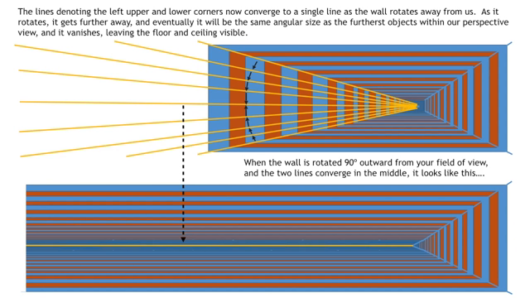So the lines denoting the left upper and lower corners now converge to a single line as the wall rotates out away from us. As it rotates, it gets further away, and eventually it will be the same angular size as the furthest objects within our perspective view, and it vanishes, leaving the floor and ceiling visible. So again, we're just rotating the wall more and more outward away from us, and eventually, as it rotates out, it will get so far away that it will be essentially the same distance as that vanishing point is in that original one-point perspective view where we were equidistant from the walls and ceiling.